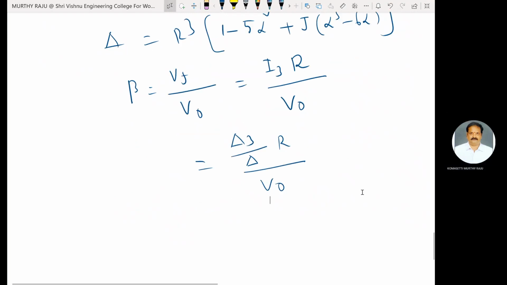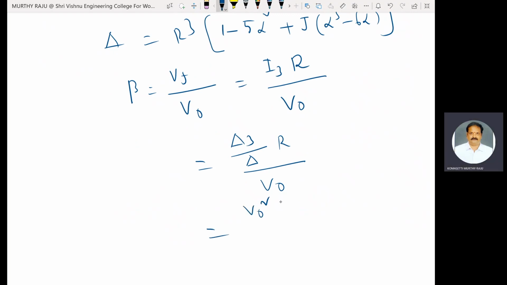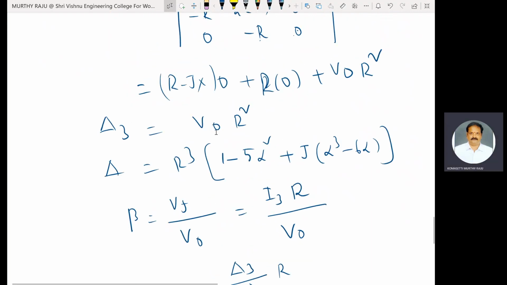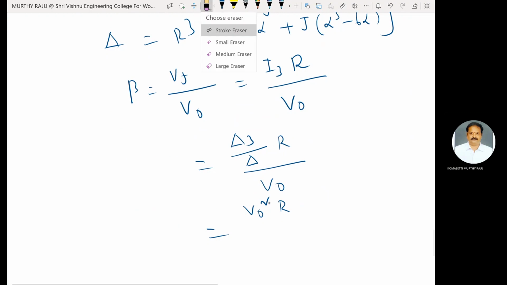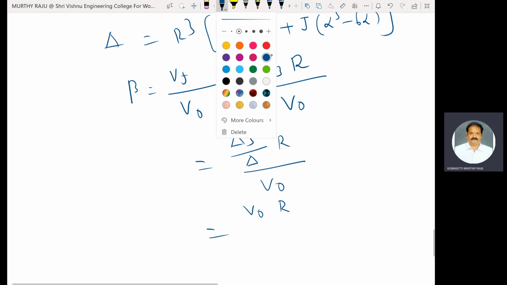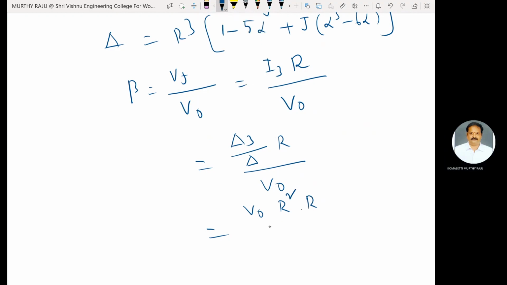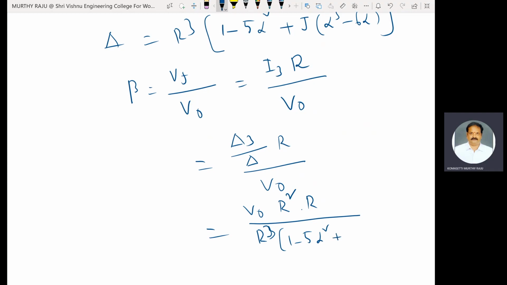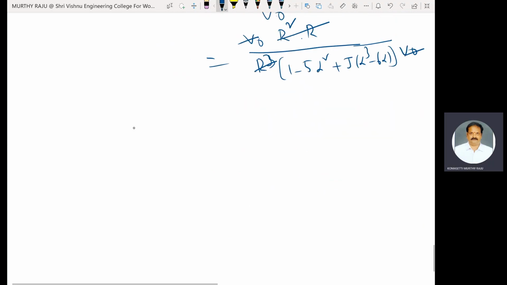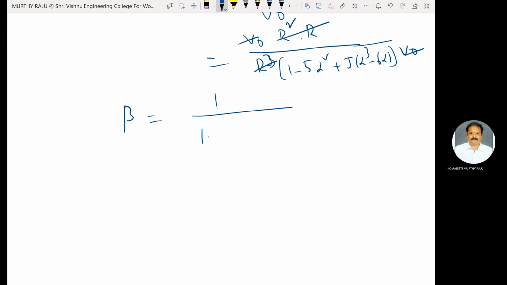Delta 3 is equal to V naught into V naught into R square, into R by delta value, which is R cube into 1 minus 5 alpha square plus j into alpha cube minus 6 alpha into V naught. This V naught is cancelled, R cube and R cube is cancelled. Finally, the feedback network beta is equal to 1 by 1 minus 5 alpha square plus j into alpha cube minus 6 alpha.